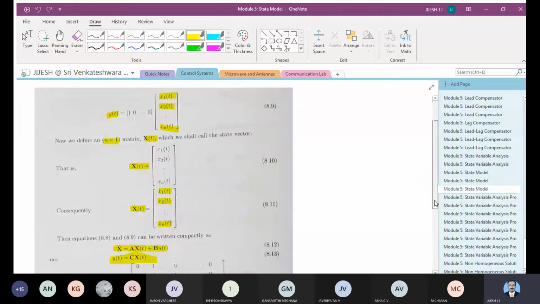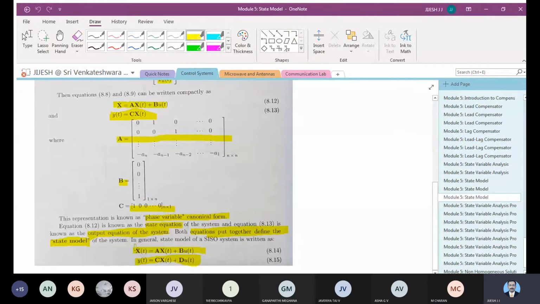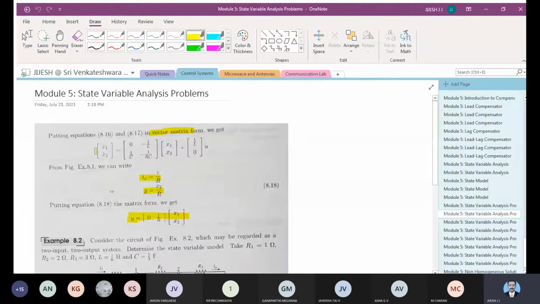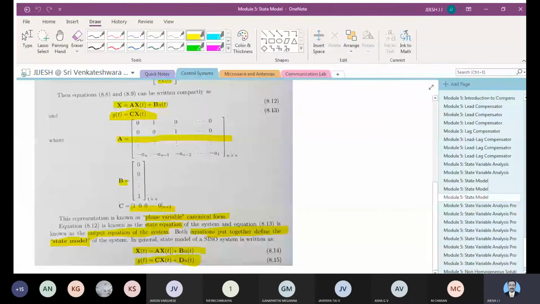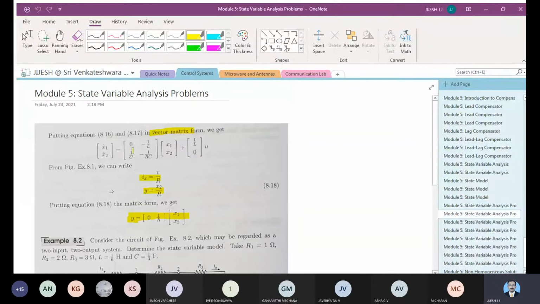If you go back to the state model, you have studied that x dot is equal to A x(t) plus B u(t). So it has come in this form, that is x dot is equal to A x(t) plus B u(t). You can see here x dot is equal to A x(t) plus B u(t). And this is what y also you will get. The equation for y is [0, 1/R] [x1, x2].